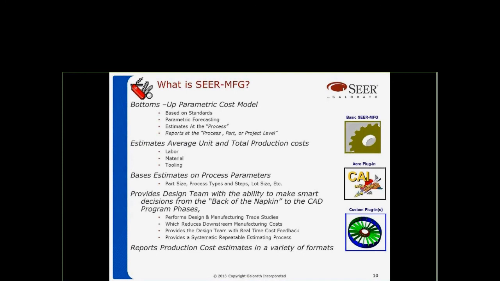What is CM manufacturing? It's a bottoms-up parametric cost model. It's based on time and motion study standards, MTN type standards. For IEs in a group, what we have, we're utilizing type 2 because they were developed as type 1 standards, but because they're not used on the parts that were time studied, they become type 2 standards. We do parametric forecasting within the tool, and let me explain that.